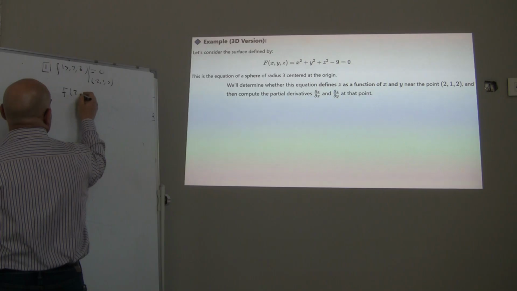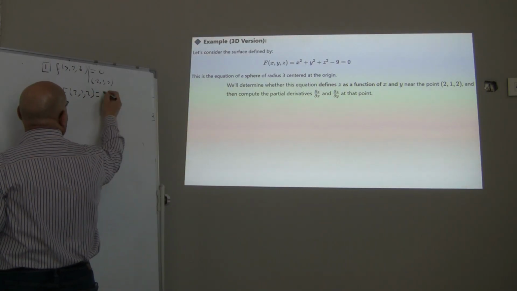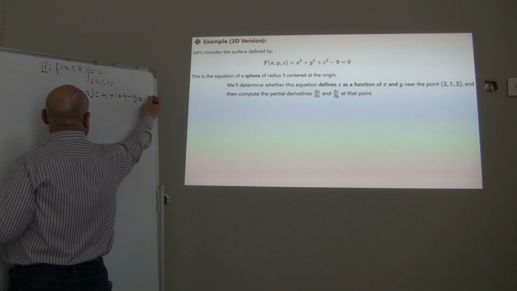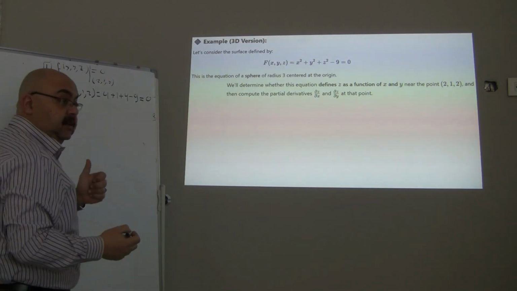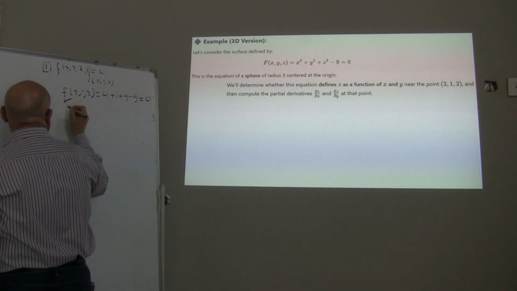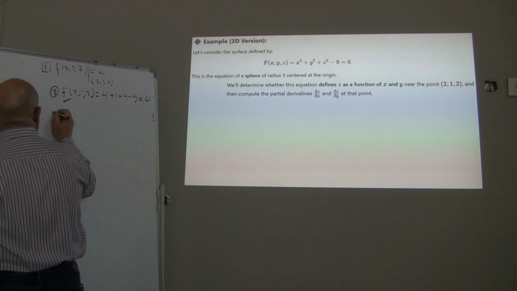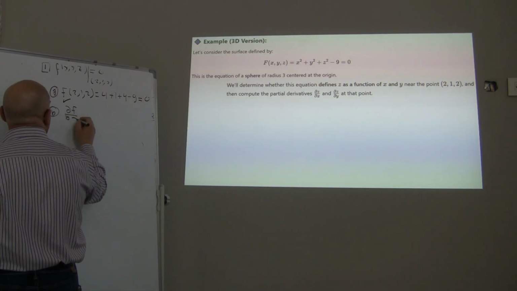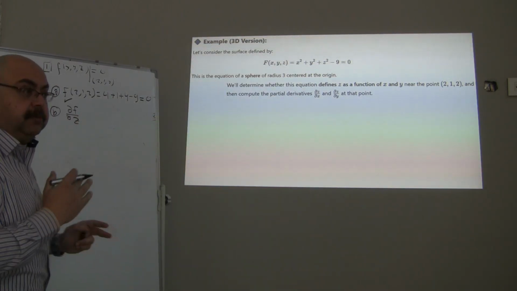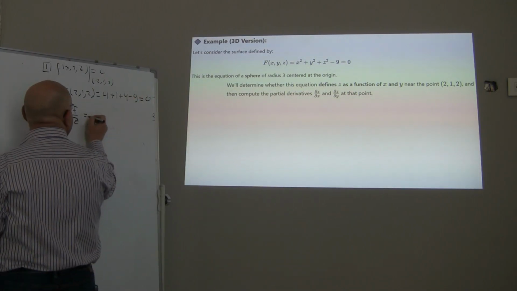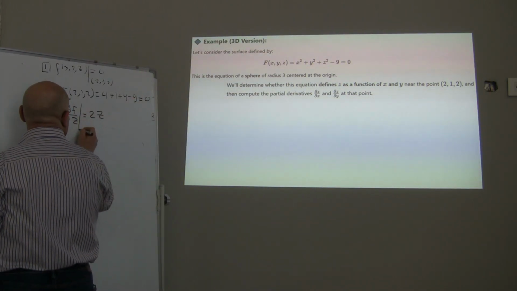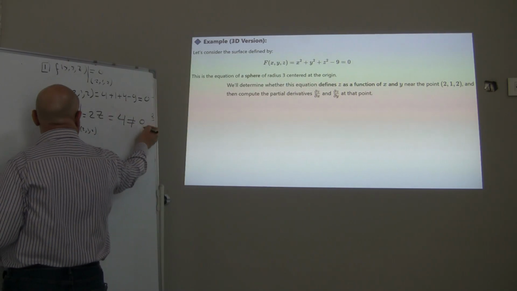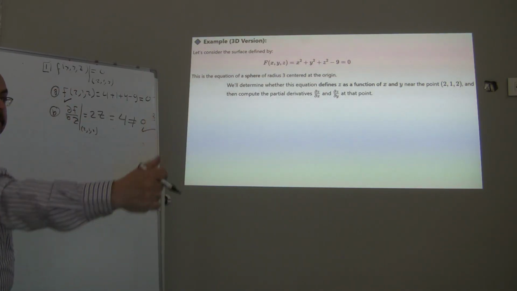So f at 2, 1, and 2 will be 4 plus 1 plus 4 minus 9. Of course, it will equal 0. So the first condition is okay. The second condition states to get the partial derivative of f with respect to z, which is very, very simple. It's going to be just 2z. Start substituting 2, 1, and 2, which comes up to 4, which doesn't equal 0, so the second condition is okay.